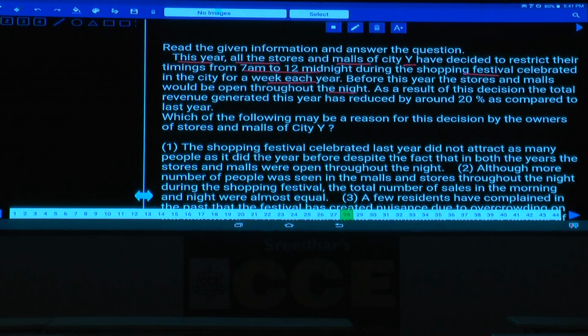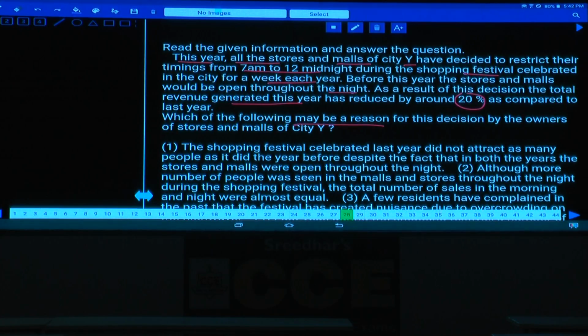Because of this, the total revenue generated this year has reduced by 20% as compared to the previous year. Why is there a 20% reduction? Because the shop is closed by 12 o'clock. If it was open throughout the night, the sales would not have dropped. As the timings were less, the sales also came down. Then which of the following may be a reason for this decision? Why have the owners taken this decision? What could be the reason behind this?